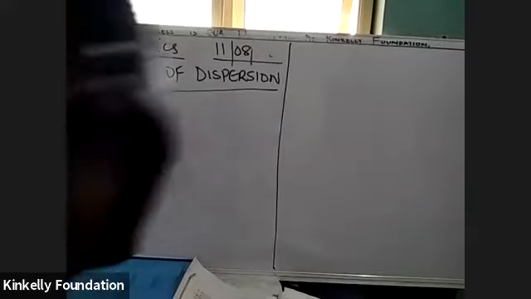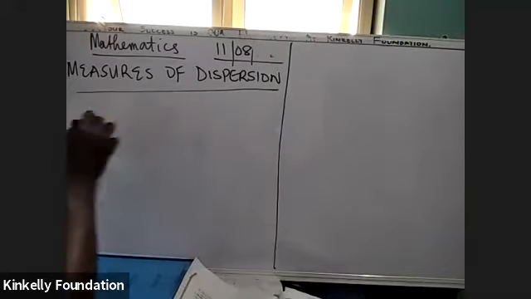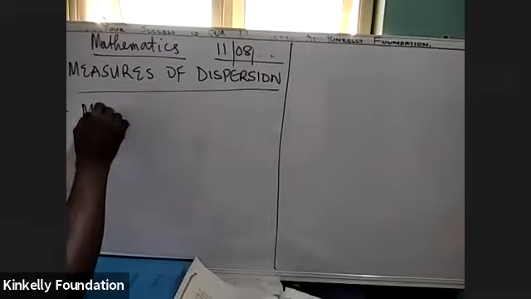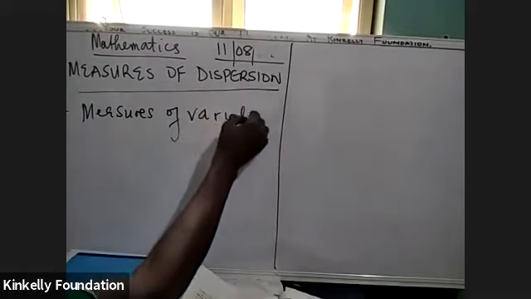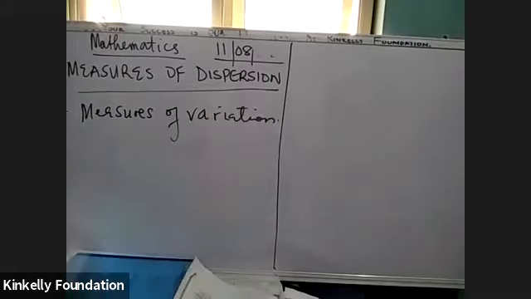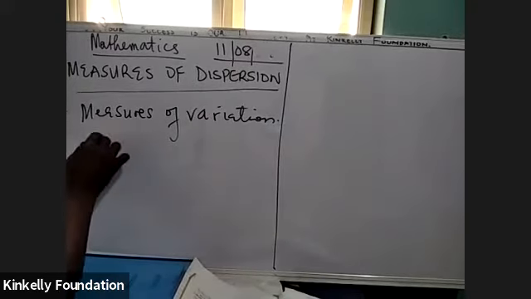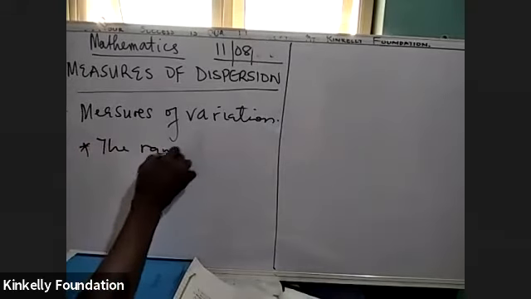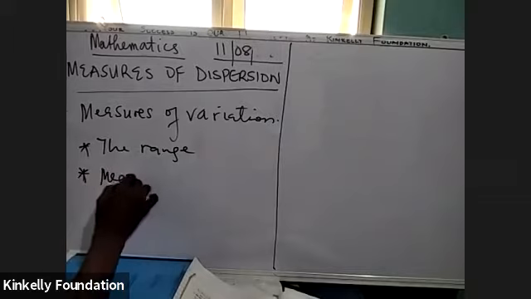In this class, we will refer to measures of dispersion. We are also referring to measures of variations. Under these measures of variation, we have some features which include the range. We have the range. We have the mean deviation.